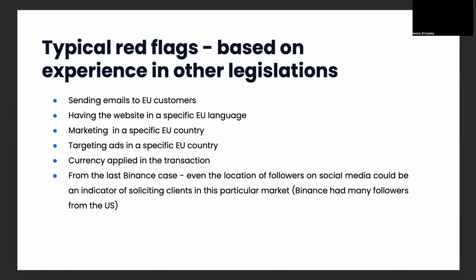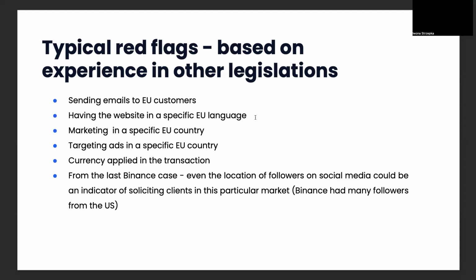I appreciate this all may sound a bit complicated, so this is why I would like to speak about what it actually means in practice for entities such as foreign CASPs. When can an entity providing crypto-related services to EU-based customers be deemed to be soliciting EU clients? What are the typical red flags? What should a foreign CASP not do in order to benefit from this exception?